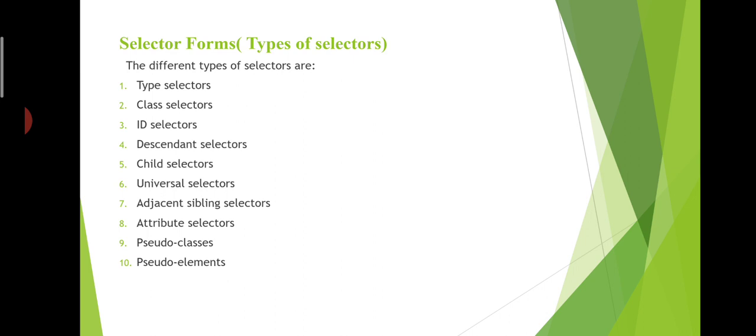Now, these selectors are of different types. These are the following selector types: first one is a type selector, second one is class selector, ID selector, descendant selectors, child selectors, universal selectors, adjacent sibling selectors, attribute selectors, pseudo classes, pseudo elements. Like this, 10 different types of selectors exist.